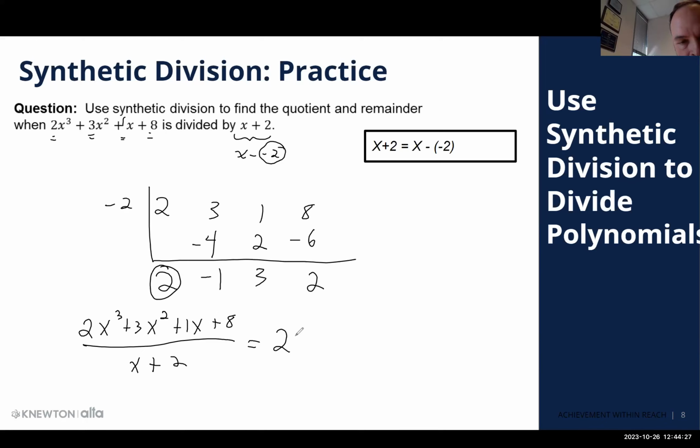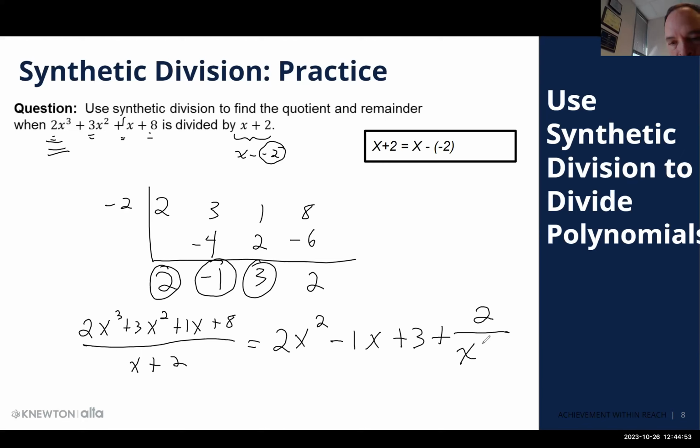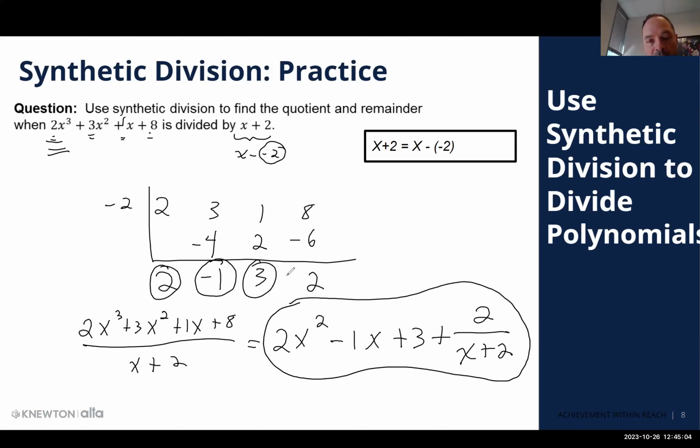That comes from this, x to the second power. So if this was a third power leading coefficient, this is going to be a second degree. Minus 1, obviously that's coming from here, x. And then the 3 gives me a plus 3. And we're left with 2 over x plus 2. Okay, so that's the result from dividing.